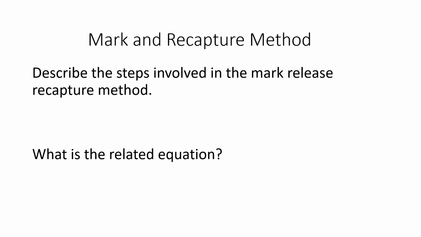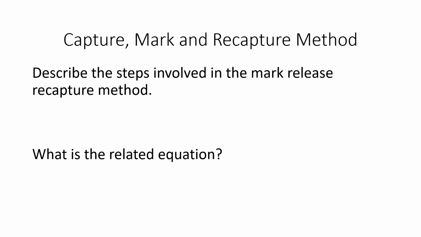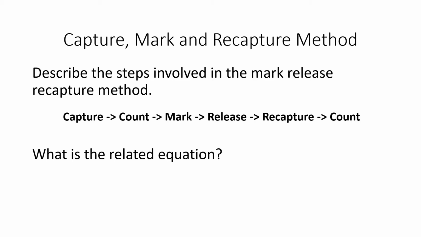First question, did you remember that you have to first capture them, or did you start by marking them? It's a bit that everyone seems to get wrong at A level. They talk about marking, releasing and recapturing, but they forget about that first capture. You've got to capture them first before you can mark them, and then you release them, and then you do your second capture. For that reason, I refer to it as the capture, mark, and recapture method, which just keeps that first step in your head. So the steps are: capture them, count them, mark them, release them, recapture, and count.